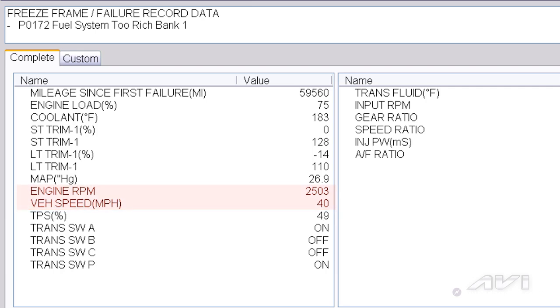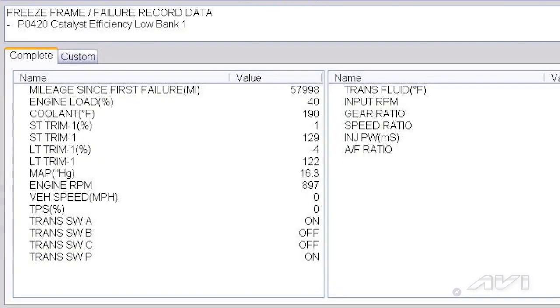Now we don't know at this point in time whether the rich code set first or the CAT code set first. One more time, notice the odometer reading on the P0172: 59,560 miles. Let's look at the fail record information for the CAT code, the P0420. The odometer reading said 57,998 miles. Now, going back to the rich code, 59,560. The CAT code, 57,998.